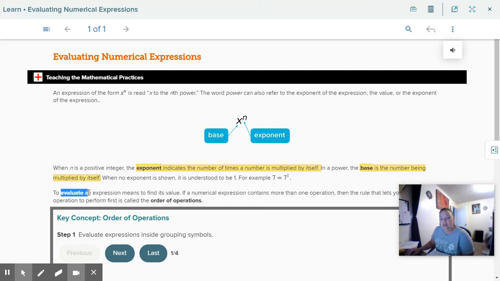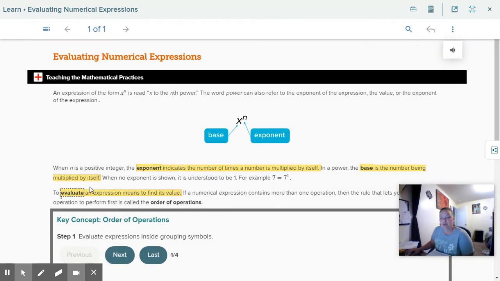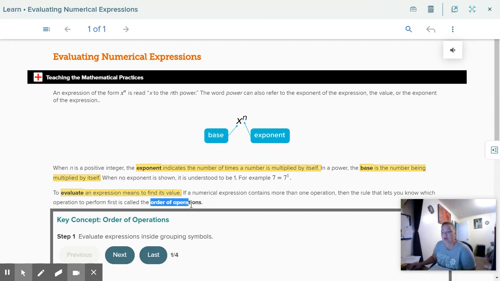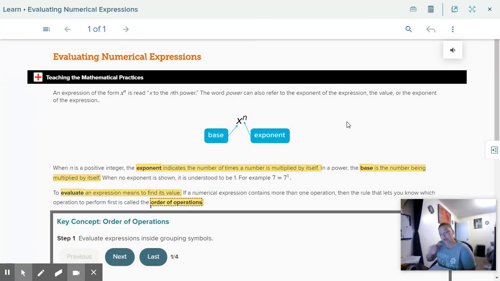To evaluate an expression means to find its value. Make sure you get that in your notes because the word evaluate you will see a lot. If a numerical expression contains more than one operation, then the rule that lets you know which operation to perform first is called the order of operations. And we learned about the order of operations earlier.